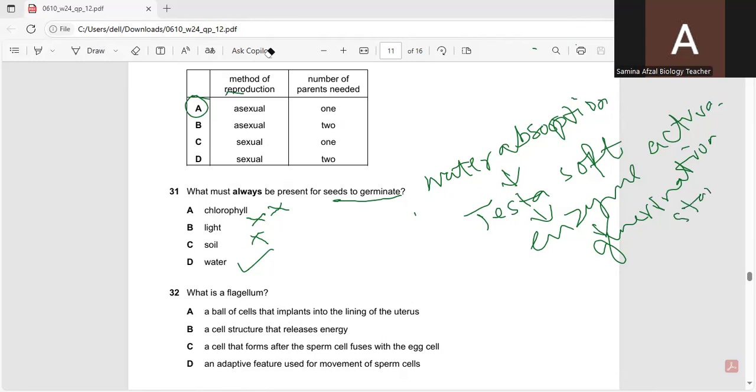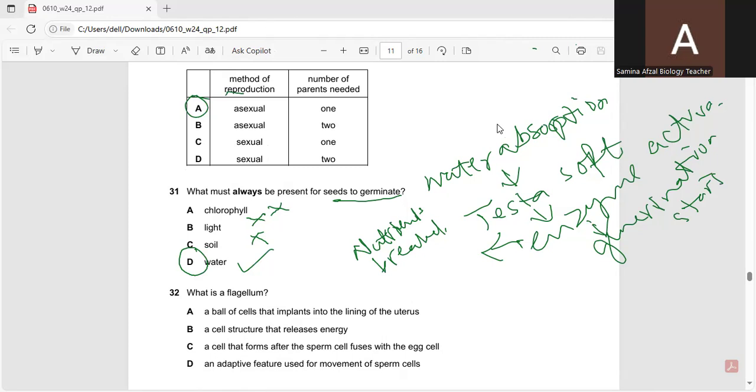It will get the energy from the nutrients broken down by these enzymes. So water is the crucial requirement which should be present to germinate the seeds.